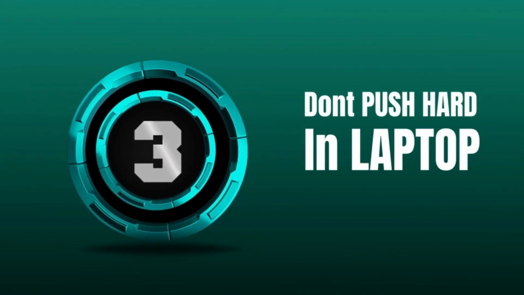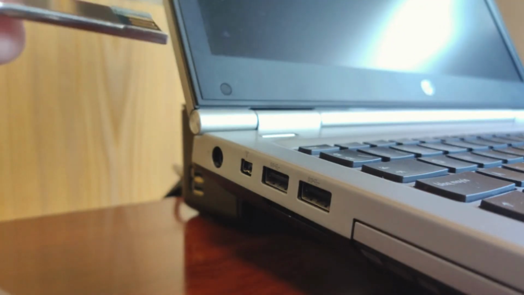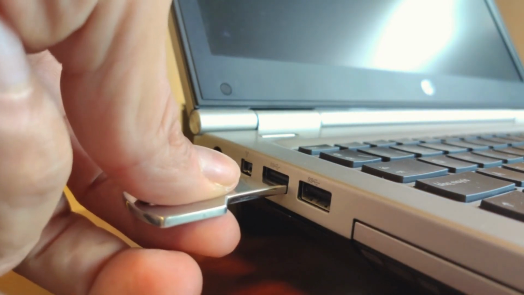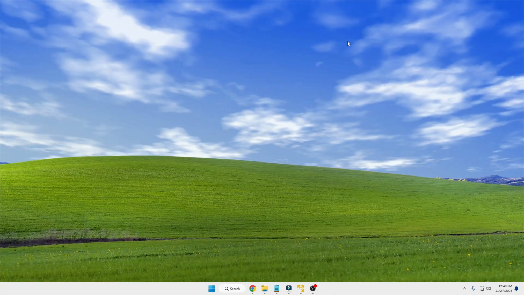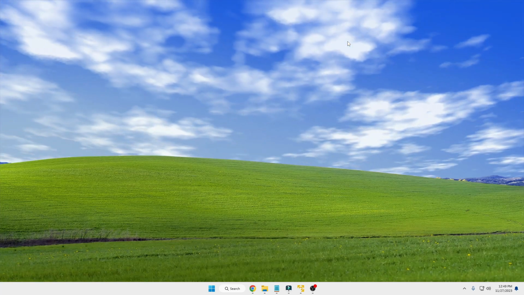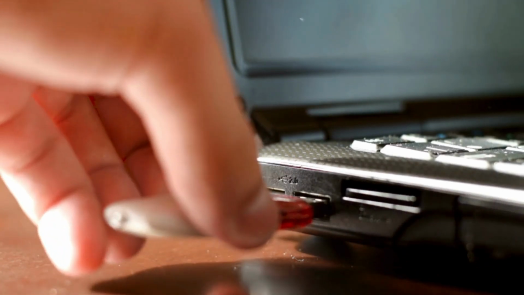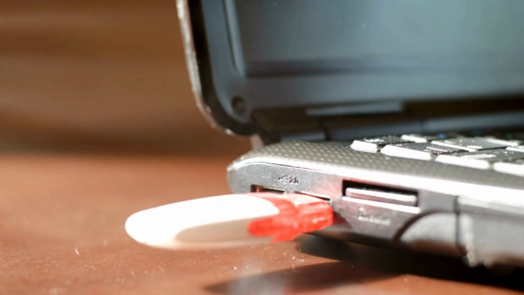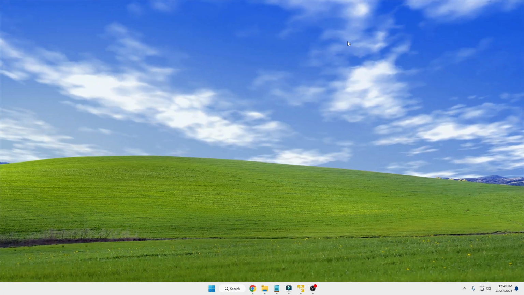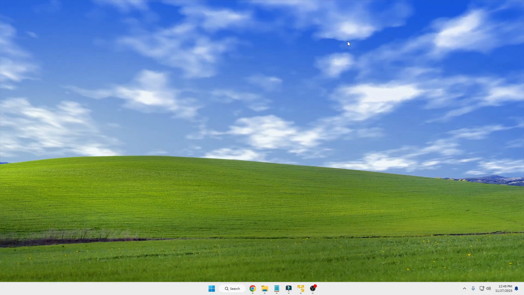Number three, do not push any kind of external device forcefully. I've seen people, sometimes in a hurry, try to insert an external device like a USB the wrong way, and if it doesn't go in, they put a lot of pressure. So make sure that you check whether you are connecting and inserting the USB or any kind of external device properly or not. Do not force it, because it can affect your port, and due to which you will have to either replace it or spend some money by going to the local technician.